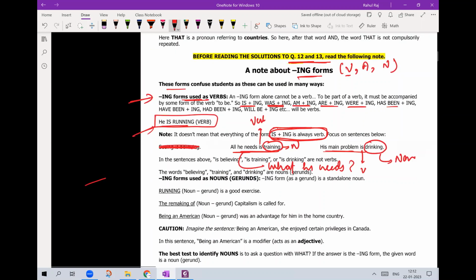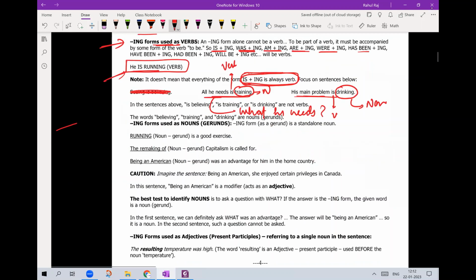Don't worry. Now see here, the ing form used as a noun. Check. Now imagine, running is a good exercise. You can directly ask a question, what is a good exercise? You will have running. So this is a noun. But don't ask this. Do the basic check. What I have told you, the ing form alone can never ever be a verb. So can I 100% say this is not a verb? Tell me.